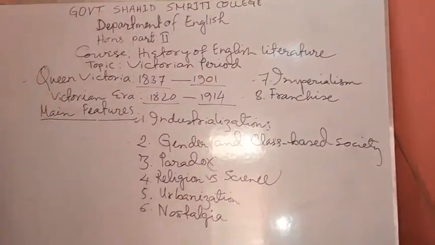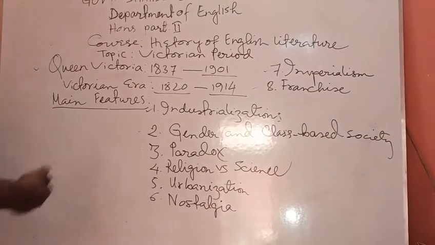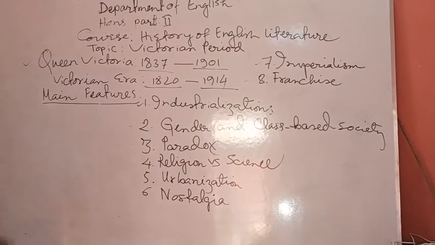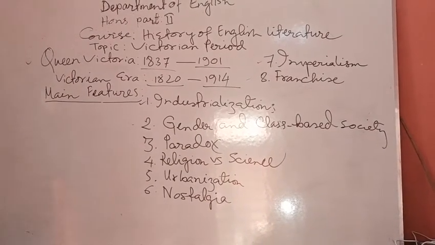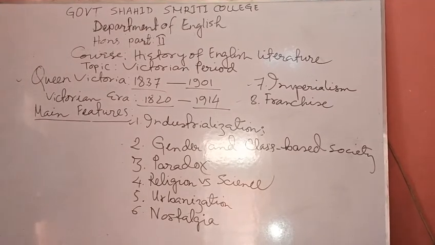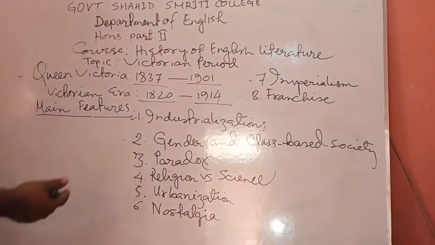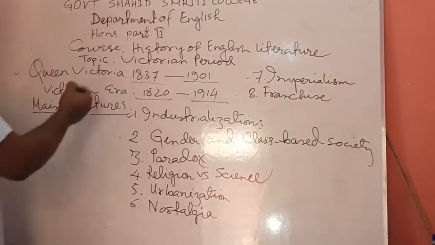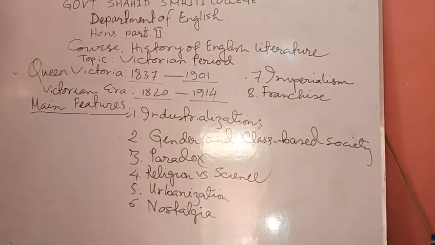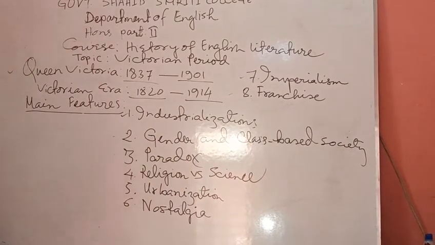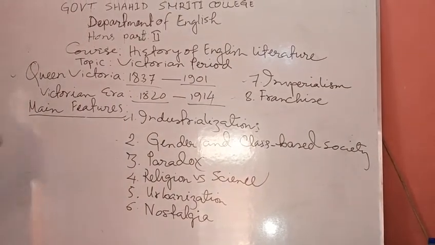So, as you find in David Copperfield's novel, procrastination is the thief of time. From this very quote, we can understand how the people of the Victorian age were. So, this age is famous for industrialization. This is the first point.